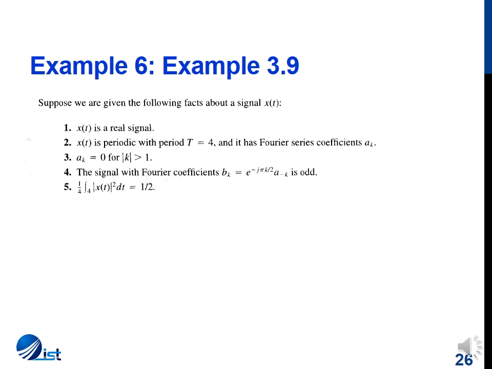The signal with Fourier coefficients b of k is e to the minus j pi k by 2, a of minus k, is odd. Now this has certain things at play. Number one, a of minus k means that there's some time reversal involved. This factor is being multiplied with the coefficients, which means that there's some time delay involved, and then the resultant signal is odd. So we'll see how it helps us. And finally, the power of the signal is half. So this means that we can use Parseval's theorem to determine something about the signal.